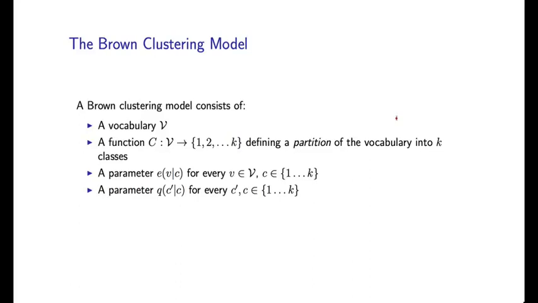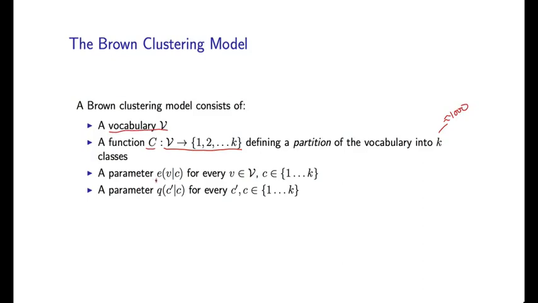So, to summarize, a Brown clustering model consists of the following. We have some vocabulary V, which would typically be the set of all words seen in our training corpus. Again, that training corpus might consist of a few million or a few tens of millions or even a few hundreds of millions of sentences or words. We have a function C that defines a partition of the vocabulary into the k different clusters. Typically k might be around 1,000, for example.